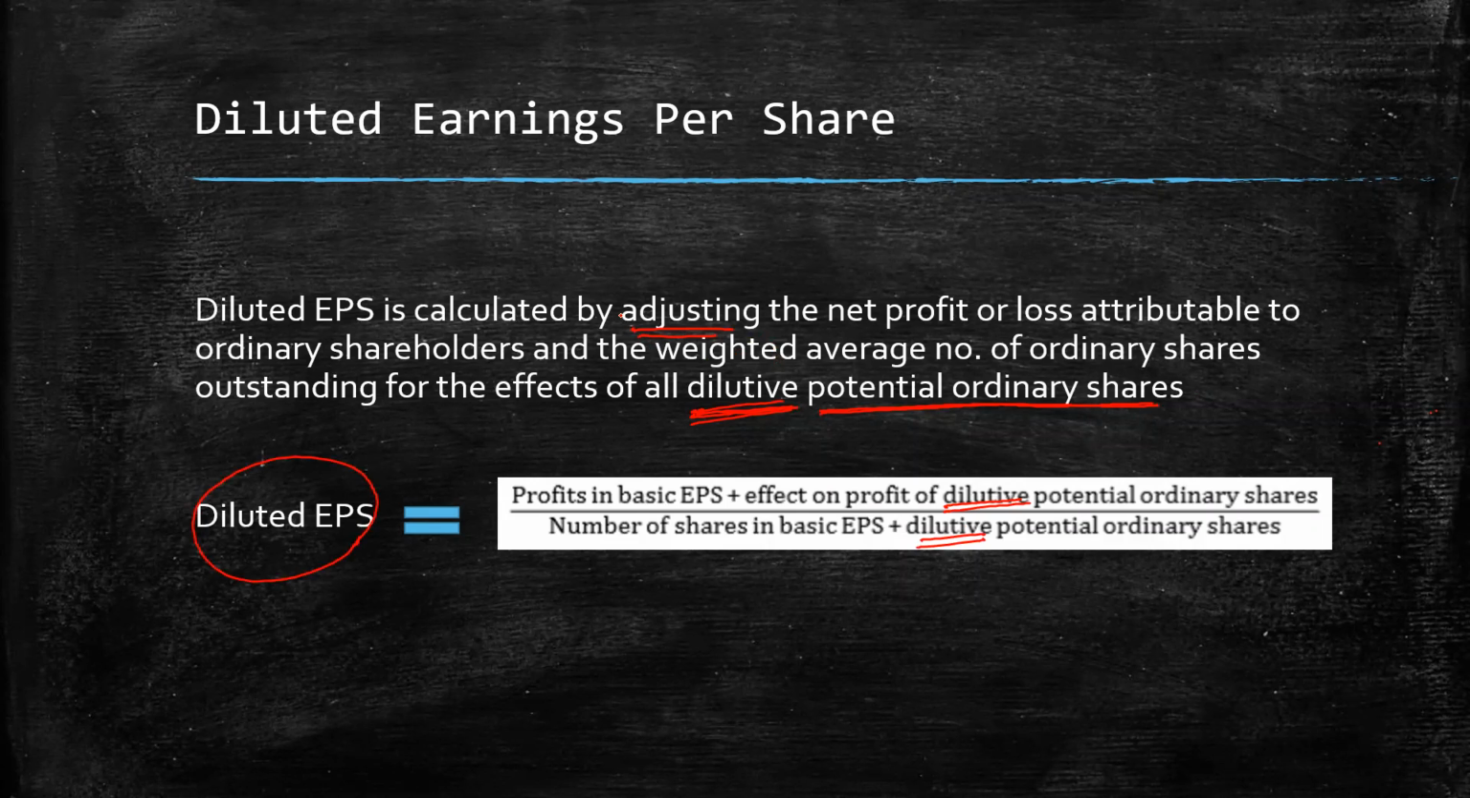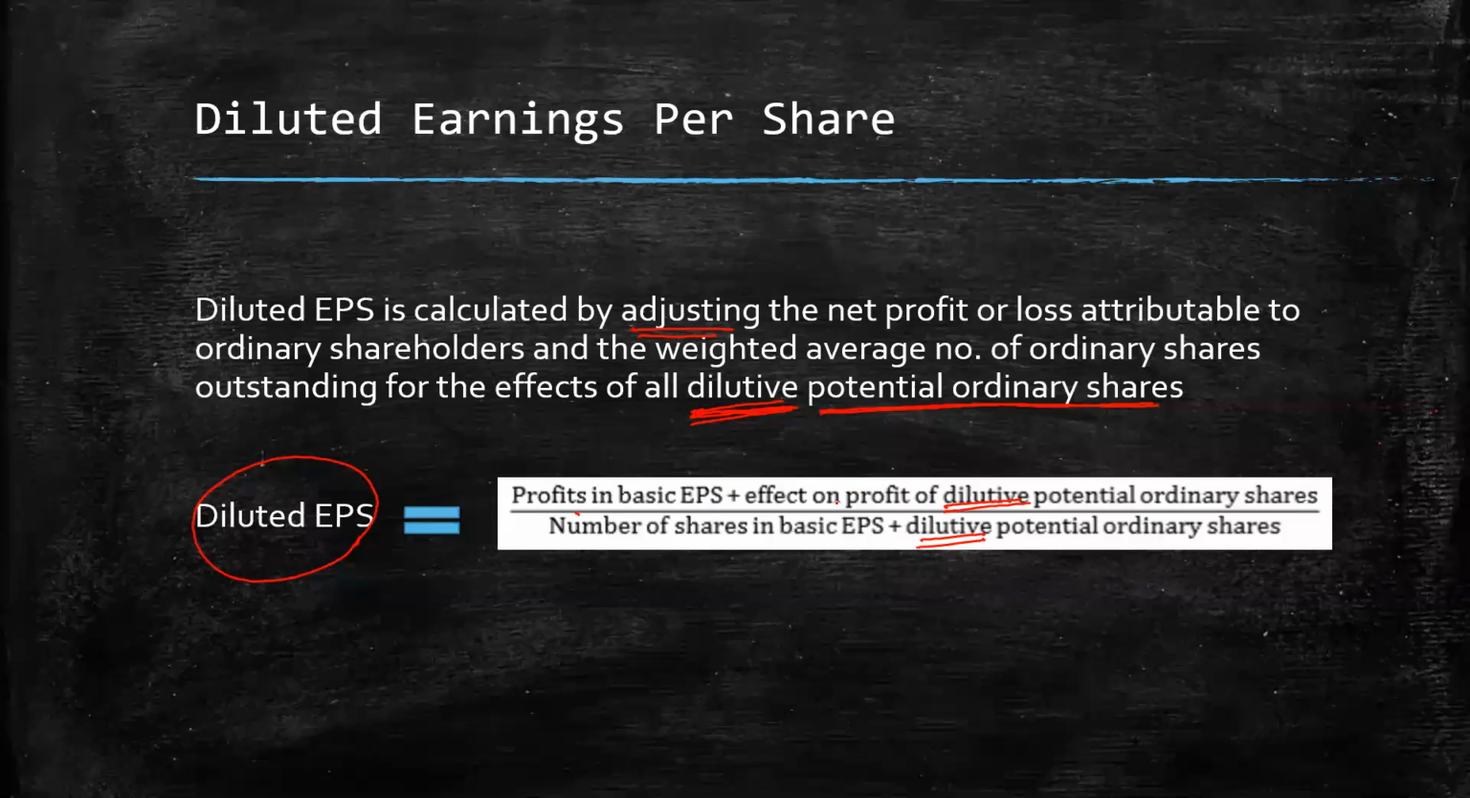Right? So with an example, I will discuss how to compute this diluted earnings per share. For the moment, you need to understand it is an adjustment we made to the original EPS formula. This is the original EPS formula. Profits in basic EPS: profits divided by number of shares. This is how we have computed EPS.